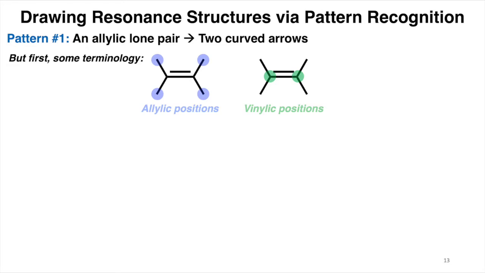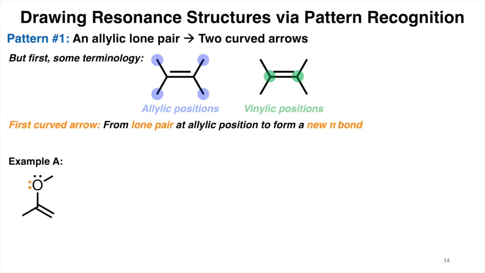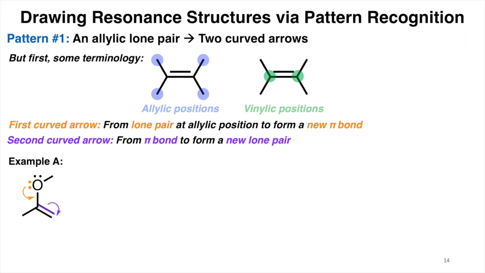So as you practice drawing resonance structures, there are a few patterns that you'll start to recognize. The first pattern is an allylic lone pair. Allylic positions are one atom away from an alkene, while vinylic positions are the carbons that actually are part of the alkene. So for this pattern, the first curved arrow that you'll draw will go from the lone pair at the allylic position to form a new pi bond. And the second curved arrow will go from the pi bond to form a new lone pair. And do not forget to include formal charges.